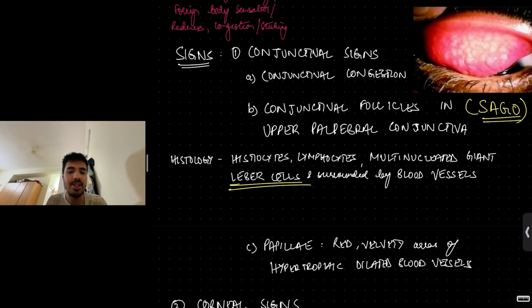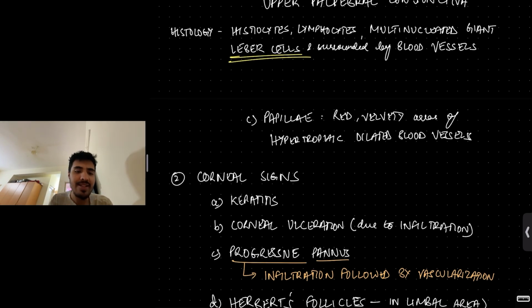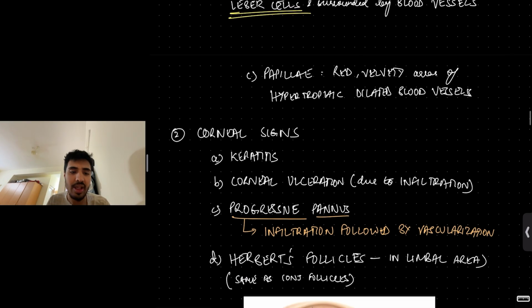Then next, in acute inflammatory trachoma, you can have both follicles as well as papillae. So what is papillae? Papillae is the red velvety appearance because of dilated hypertrophic blood vessels. The blood vessels become dilated and hypertrophic, hence it appears red and velvety. This is about the conjunctival signs.